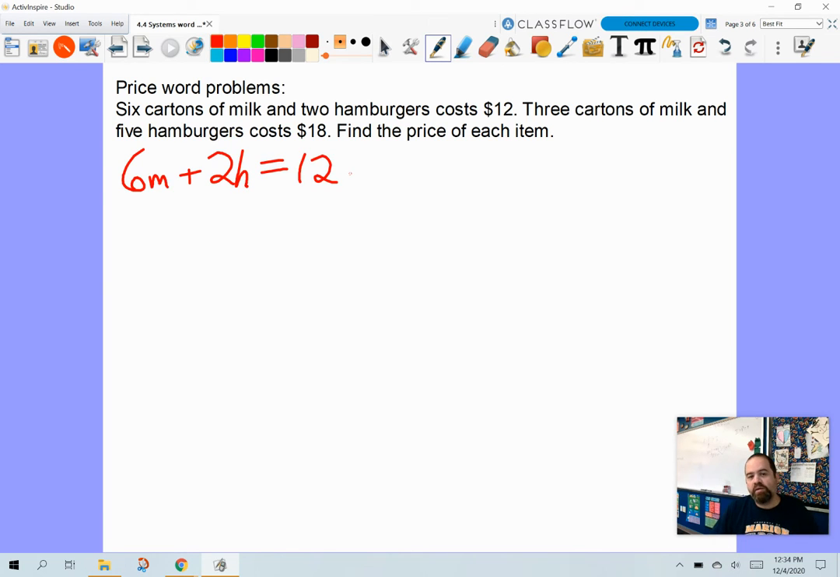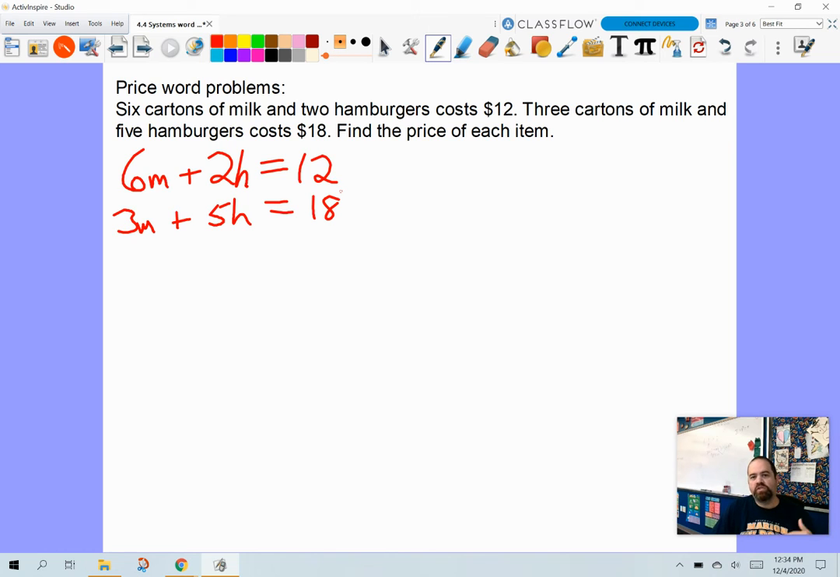I use variables that help me keep track of what I'm solving for. If I use X's and Y's, I have to keep track of, okay, which one's the milk price, which one's the hamburger price. If I use M and H, it's pretty helpful to use variables that make sense. My second sentence, 3 cartons of milk and 5 hamburgers cost $18. Find the price of each item.